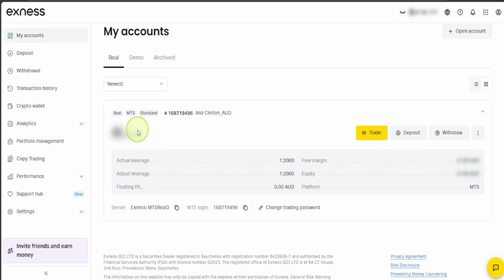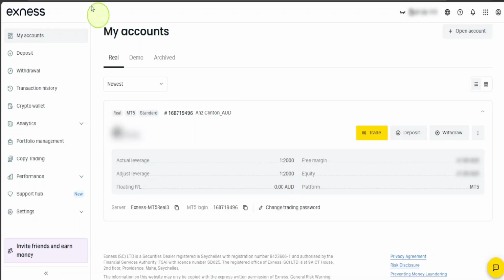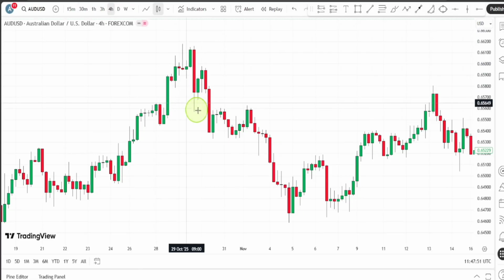Okay, so the third one is MT5, or the trading platform. That is where we enter our trade or place our trades. So as time goes on, we'll go through and I'll show you guys how to link everything together and how the order flow is. Okay, so now what do we do here on the trading video that you're seeing?